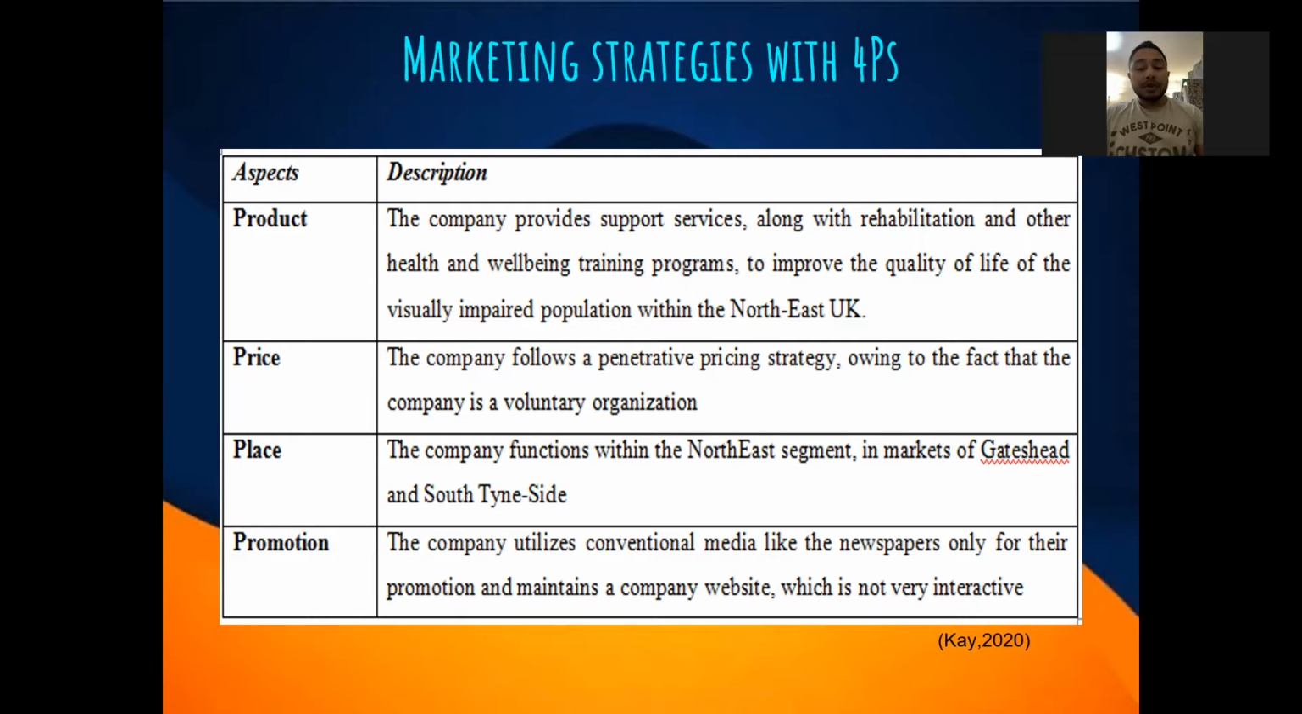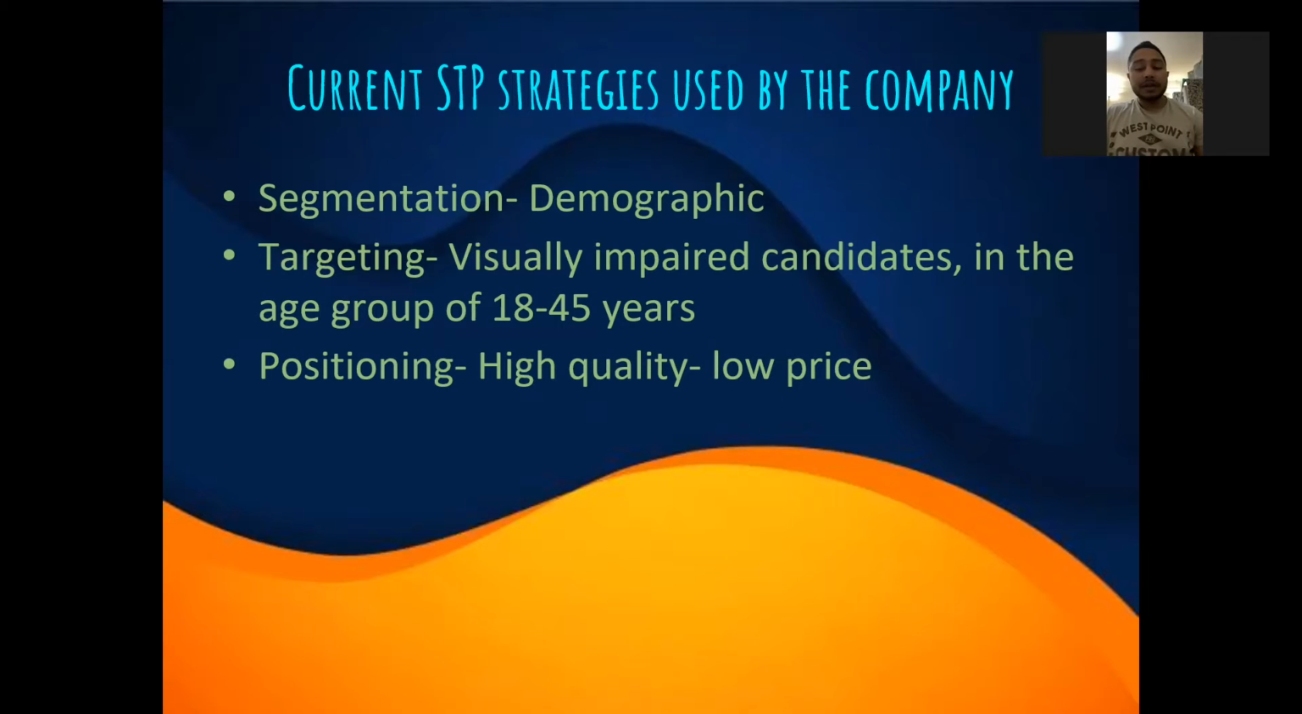The company follows a penetrative pricing strategy owing to the fact that the company is a voluntary organization. The company functions within the Northeast segment in the markets of Gateshead and South Tyneside. The company utilizes conventional media like newspapers for their promotion and maintains a company website which is not very interactive. The current strategy used by the company is demographic segmentation, with the target group of customers being the age group of 18 to 45 years and those who are visually impaired.